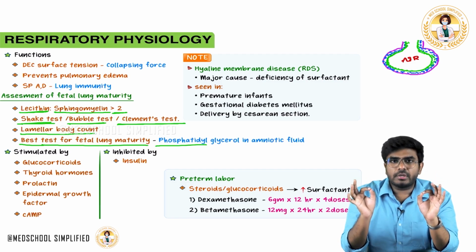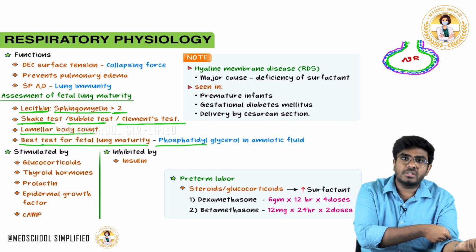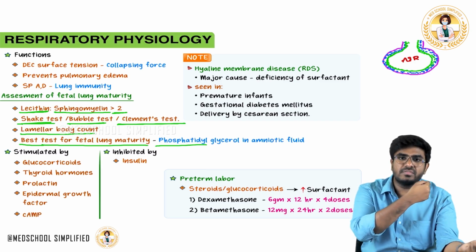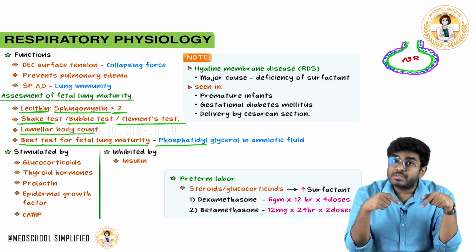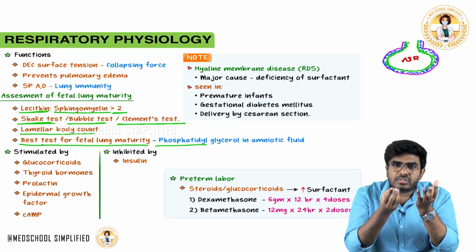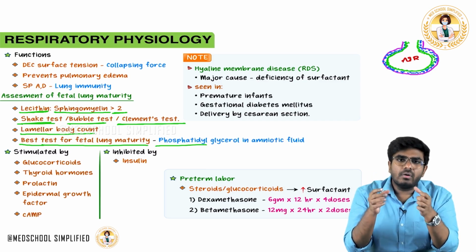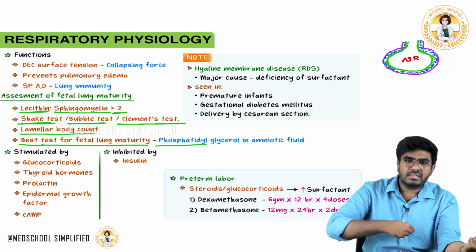So what you are going to do is give injections of steroids to the mother. These steroid injections given to the mother are going to enter into the baby. Steroids, we have discussed, especially the glucocorticoids, will stimulate the production of surfactant. 1-2 days are enough. If you give the steroids to the mother, the steroids will cross the placenta and enter into the baby.